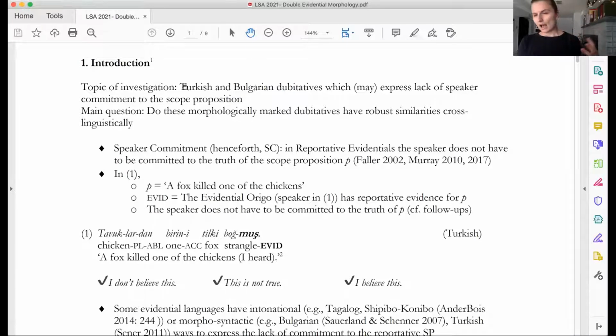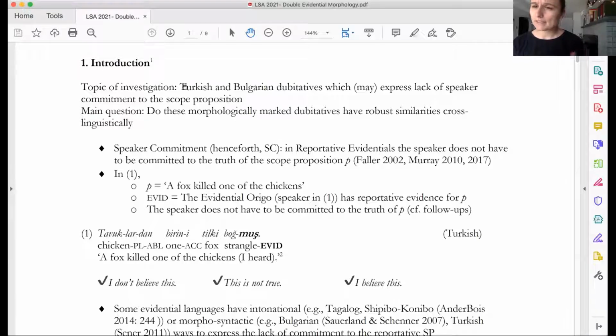I'm not going to have a lot of time to go into the Bulgarian data, but one thing I would like to emphasize is that the Bulgarian dubitative sentences, such as S3, always express that the speaker is committed that the scope proposition is false. That is, there is never speaker commitment towards the proposition. That said, I would like to move on to the Turkish, what I call evaluatives. Some general description of the Turkish evaluatives.